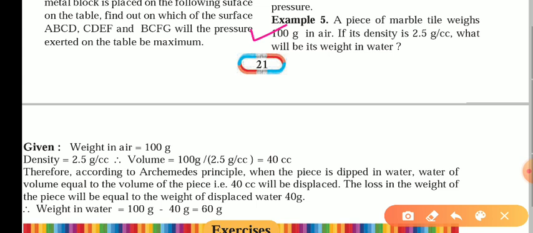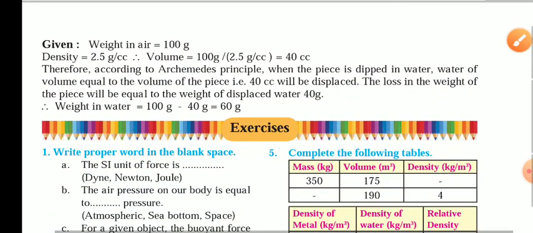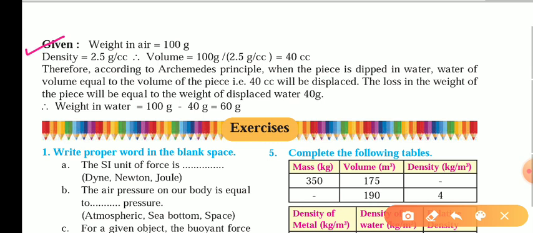A piece of marble tile weighs 100 gram in air. If its density is 2.5 grams per cubic centimeter, what will be its weight in water? So first of all we will write the given things, what they have given to us. They have given us the weight in air, that is 100 gram. Then density they have given 2.5 grams per cubic centimeter.